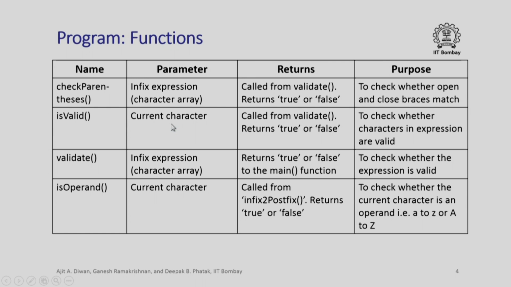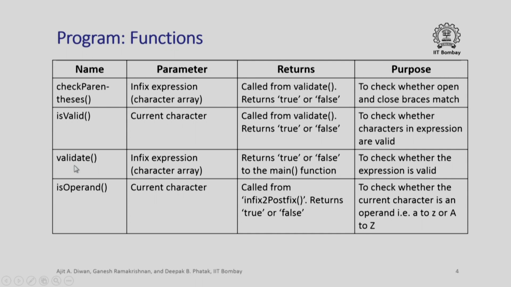Now, the current character is valid only if it is either an operator or an operand. Note that for this example, we have presumed that all our operands are single letter operands, small a to z or capital A to Z. This is of course a simplification, but for the current purposes this is sufficient to check whether the character is valid or not using this.